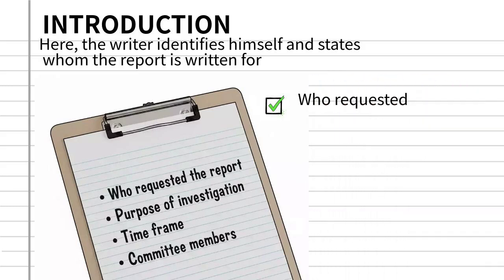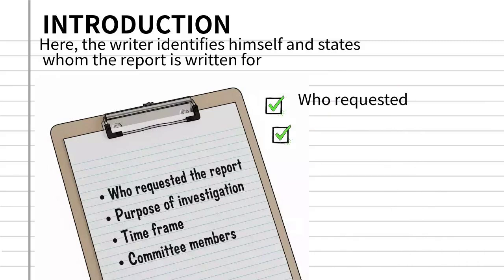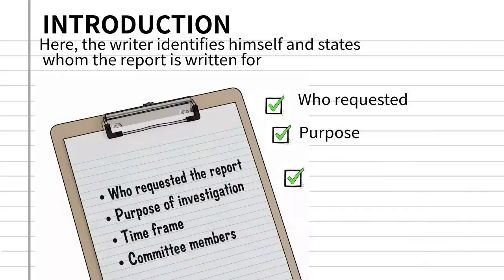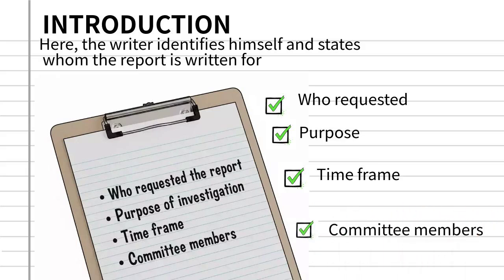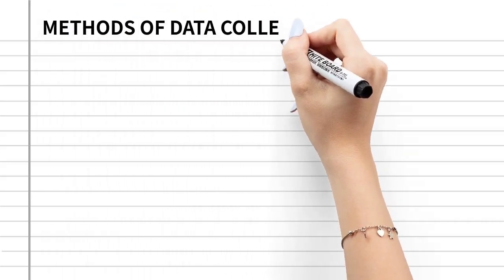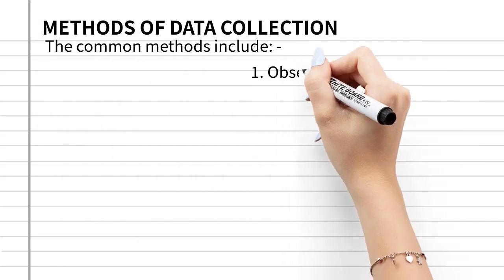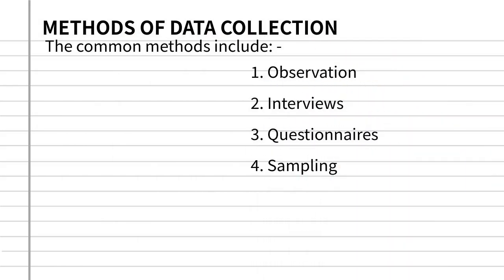What is the purpose of the investigation? Maybe you are investigating why the school is not performing in the final examination. What is the time frame? Maybe it's 1 month. And then who are the committee members? So in the introduction, you include who requested the report, the purpose of the investigation, the time frame, the committee members. After the introduction, we have the methods of data collection, and the common methods of data collection include observation, the interviews, questionnaires, and sampling.